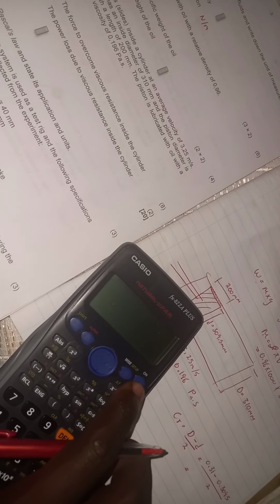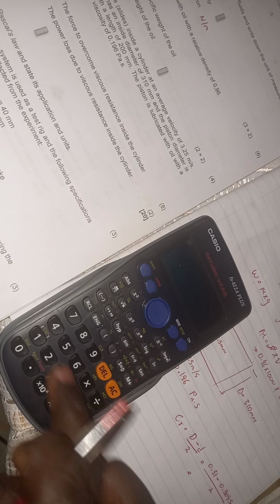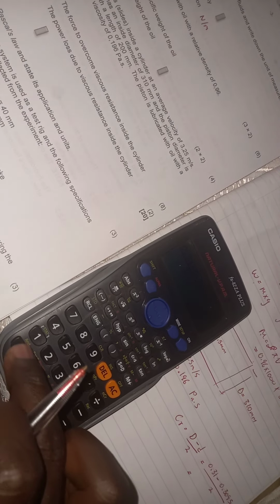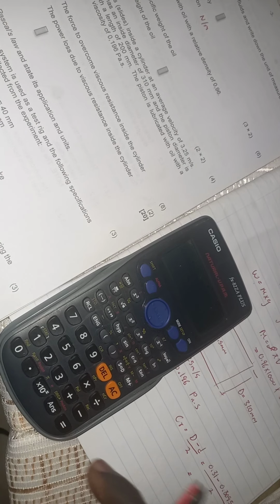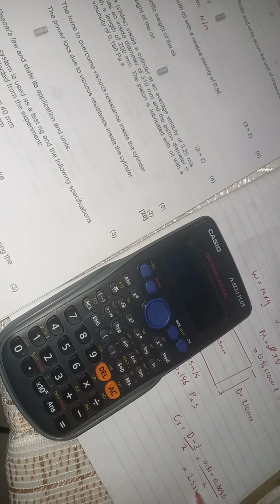And then don't forget to put this one in meters. So it's going to be 0.31 minus 0.3095 over 2. And then you get what? We get our clearance. Let's just punch it first: 0.31 minus 0.3095 over 2. And then we get 2.5 times 10 to the power negative 4. So this is the radial clearance in meters.